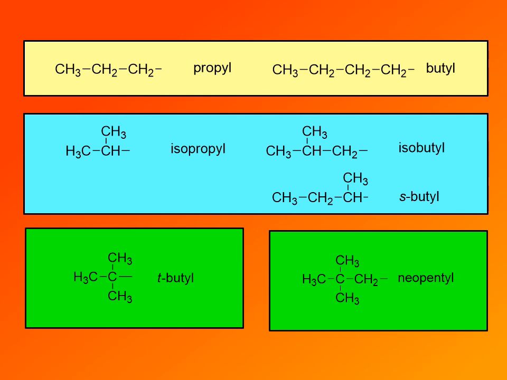And finally, one more substituent you need to know is neopentyl. Neo means that on the carbon next to last there are 2 methyl groups. So iso, on the carbon next to last there is 1 methyl group, neo, 2 methyl groups. So neopentyl, total of 5 carbons, and on the carbon next to last there are 2 methyl groups. Again, bonding is to a primary carbon.